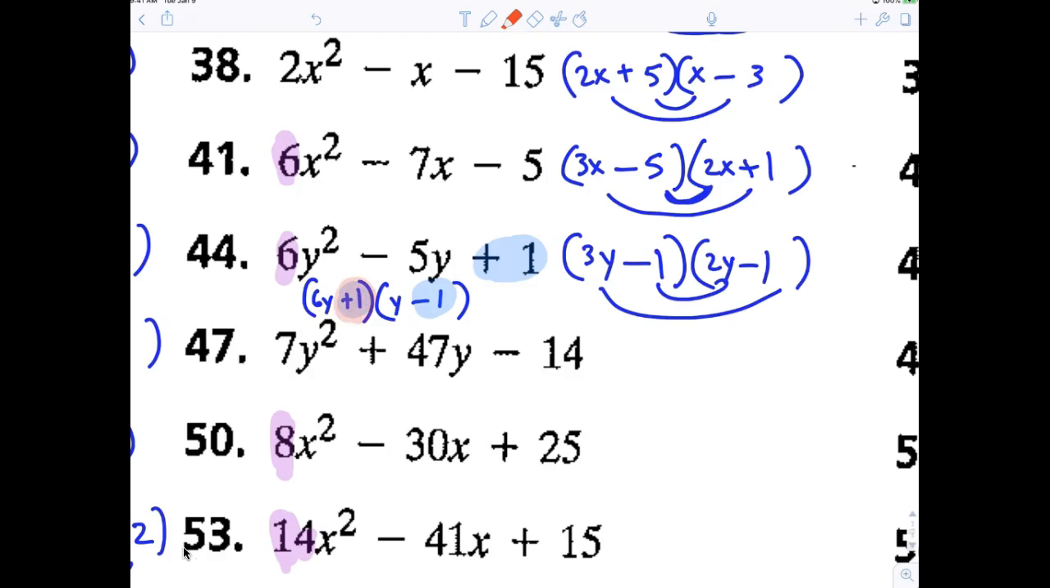What is a positive 1 times a negative 1? What's positive 1 times negative 1? Negative 1. It's supposed to be what? You understand me now? So it's not correct.